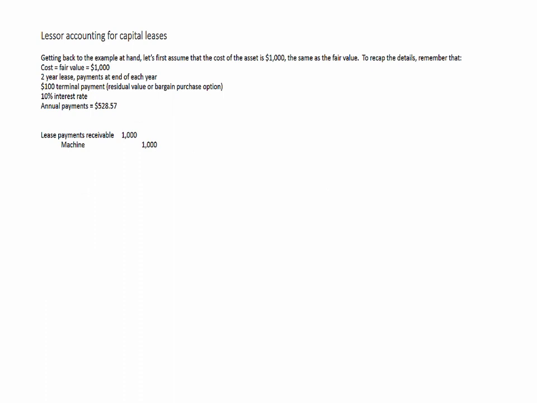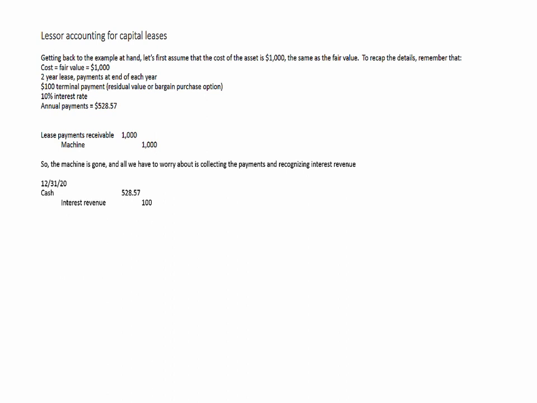Okay, so they record their receivable, they take the machine off their balance sheet, and now we're going to go ahead and collect the payments over the next 2 years. At the end of 2020, we collect our first payment of $528.57, and just as we did for the lessee, we're going to split that between interest and principal.